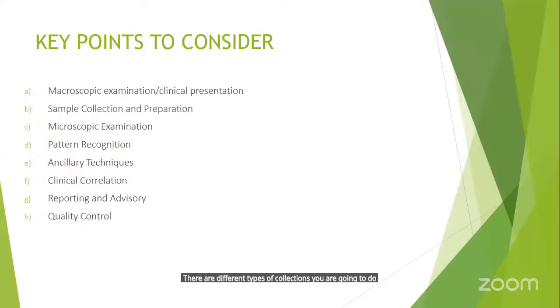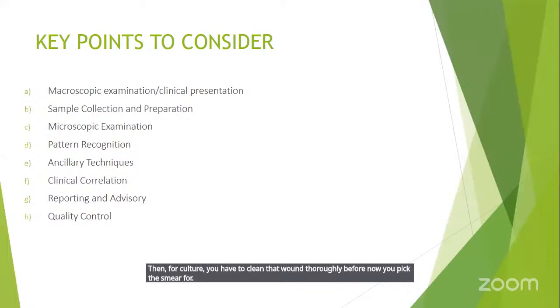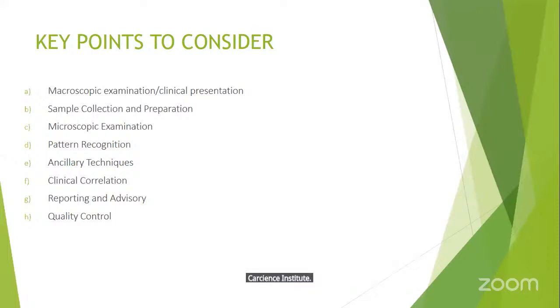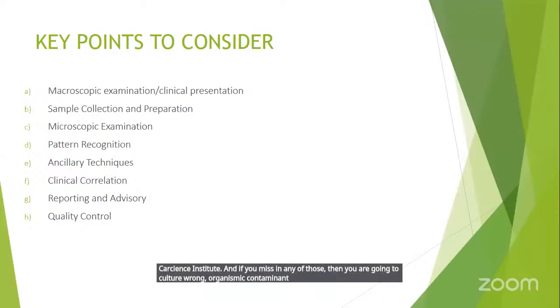On the same wound, we will first perhaps remove for cytology, then go in for TB tests. Then for culture, you have to clean that wound thoroughly before you pick the smear for culture and sensitivity. And if you mess up any of those, then you are going to culture a wrong organism, a contaminant, and you give a wrong diagnosis.